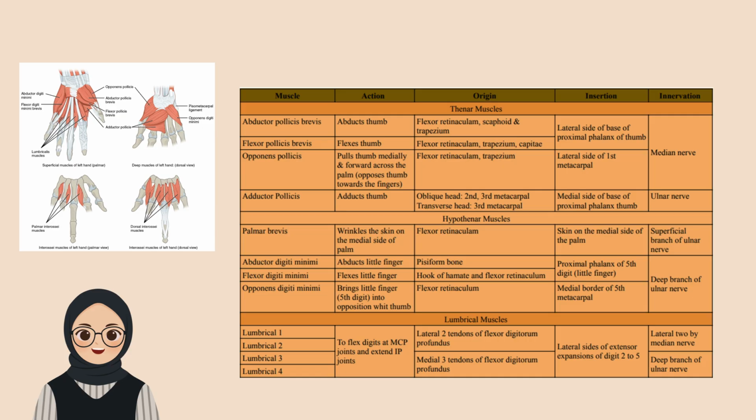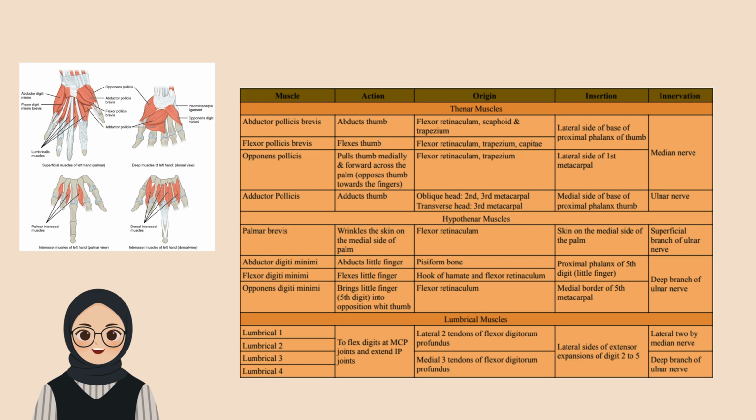And then flexor digiti minimi. The action is flexes little finger. The origin is hook of hamate and the flexor retinaculum, and the insertion is proximal phalanx of fifth digit or little finger. And the innervation is deep branch of ulnar nerve.